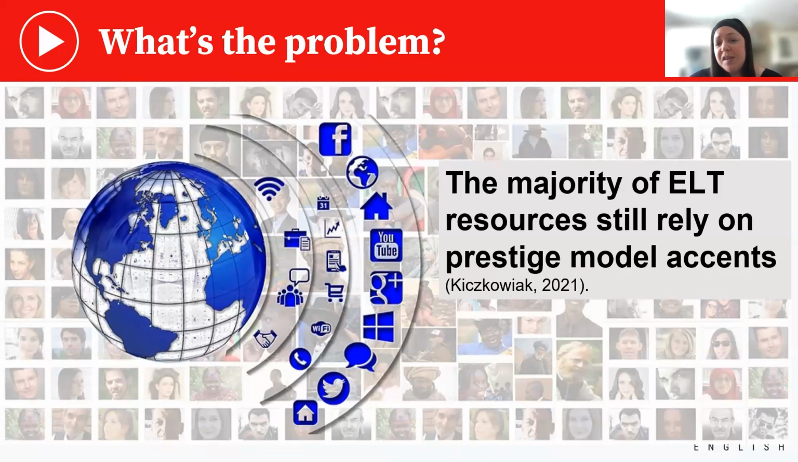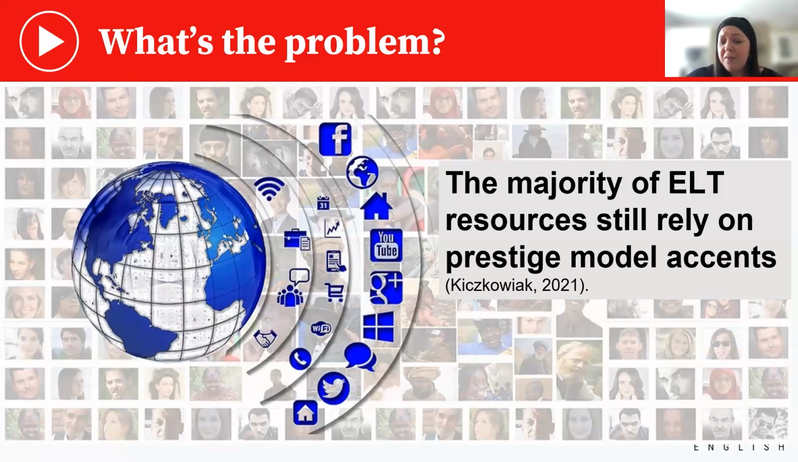And in 2021, Marek Kiczkowiak, who I've quoted here, did a very interesting study whereby he actually interviewed materials writers from English language course books and textbooks. And he asked them why. Why is it that we're still continuing to use prestige models in all of our resources and we're not more internationally focused? And the materials writers said, it's not us, it's the publishing houses. The publishing houses are pressurizing us to continue to put these prestige models into resources.